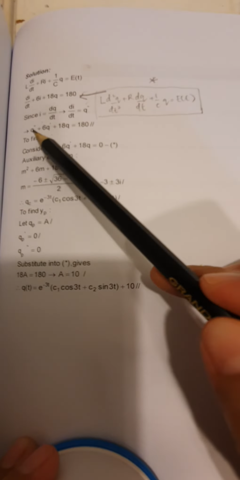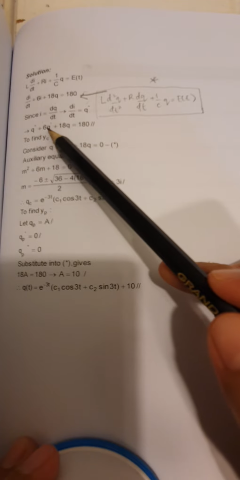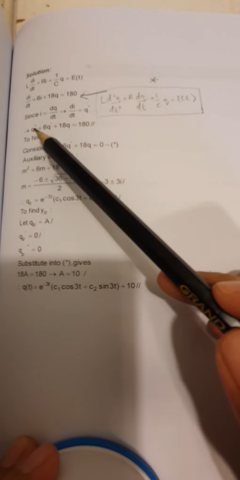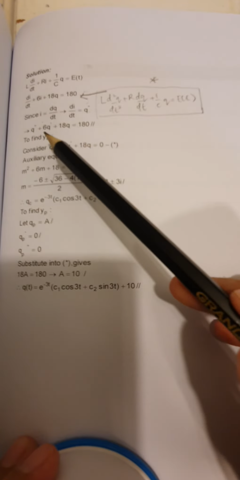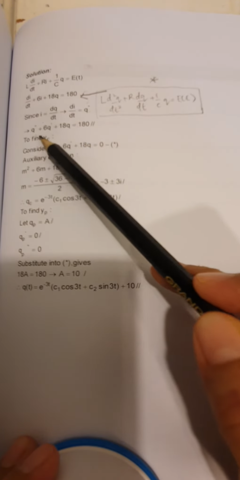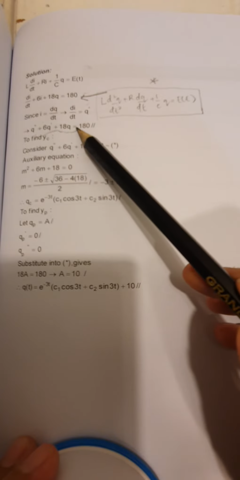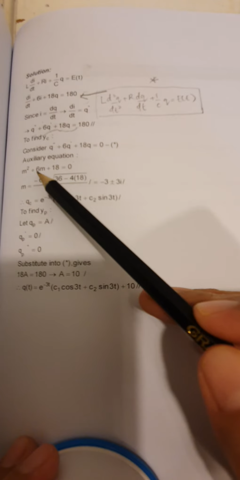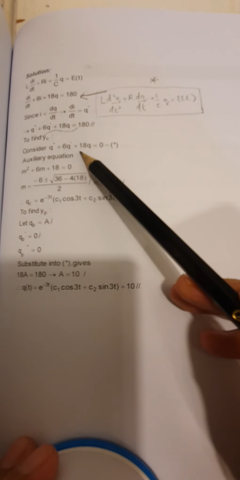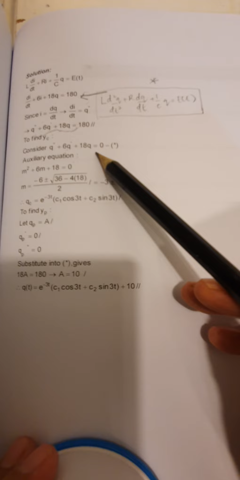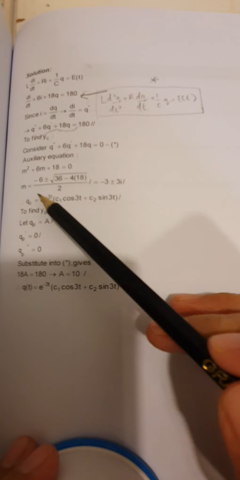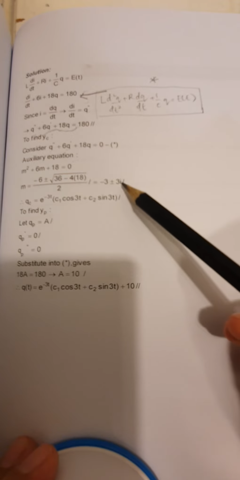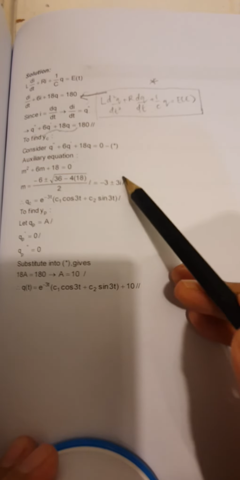Okay, so since this one is a second order differential equation with non-homogeneous, we solve it using the method from chapter 4. For the left side, QC, we change it to the auxiliary equation. So it becomes m square plus 6m plus 18 equals to 0. Here I use the quadratic formula, and I get negative 3 plus minus 3i. So this is our m.